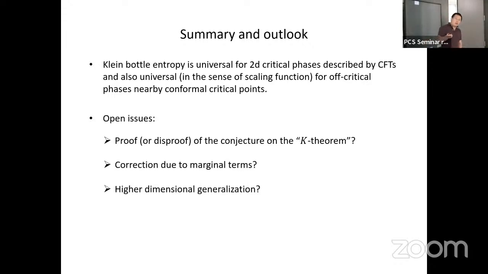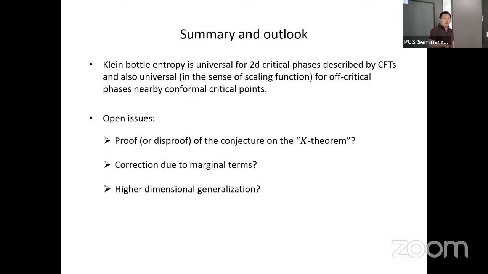And that's the first part. And the second part, this entropy is also universal in the sense of a scaling function, for all critical phases nearby conformal critical points. And of course, there are more questions in this direction. First, we would like to know whether this K theorem, the relation between Klein-bottle entropy and RG flow, is correct or not. A perturbative or non-perturbative proof or disproof would be nice.